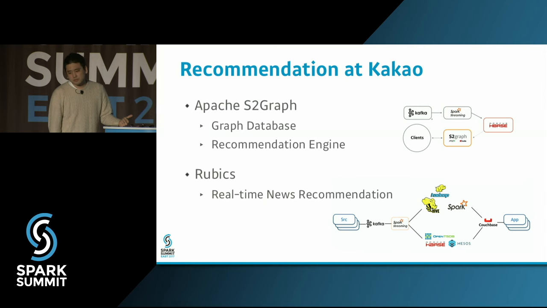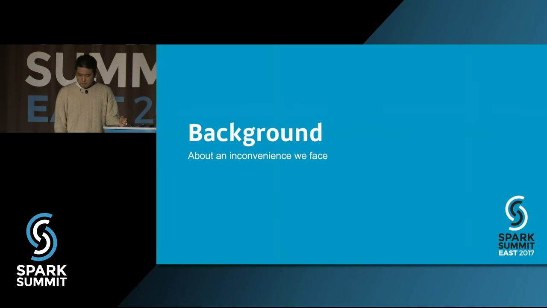These are two of the recommendation-related services that I worked on at Kakao. The first one is Apache S2Graph. It is a graph database for OLTP kind of traffic. And the second one is the closed source Rubix. It is a real-time news recommendation system, and both of them heavily utilize Spark. This is the background that I start the presentation.